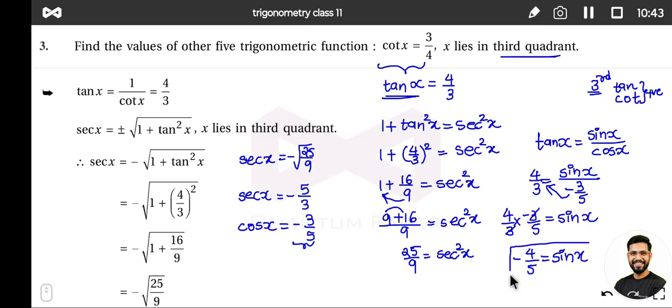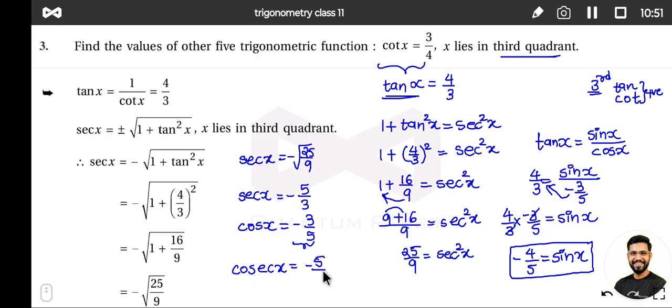If sin x is equal to minus 4 upon 5, then the reciprocal of sin x is cosec x. So cosec x is equal to minus 5 upon 4. So we got all the ratios. Look at the next question.